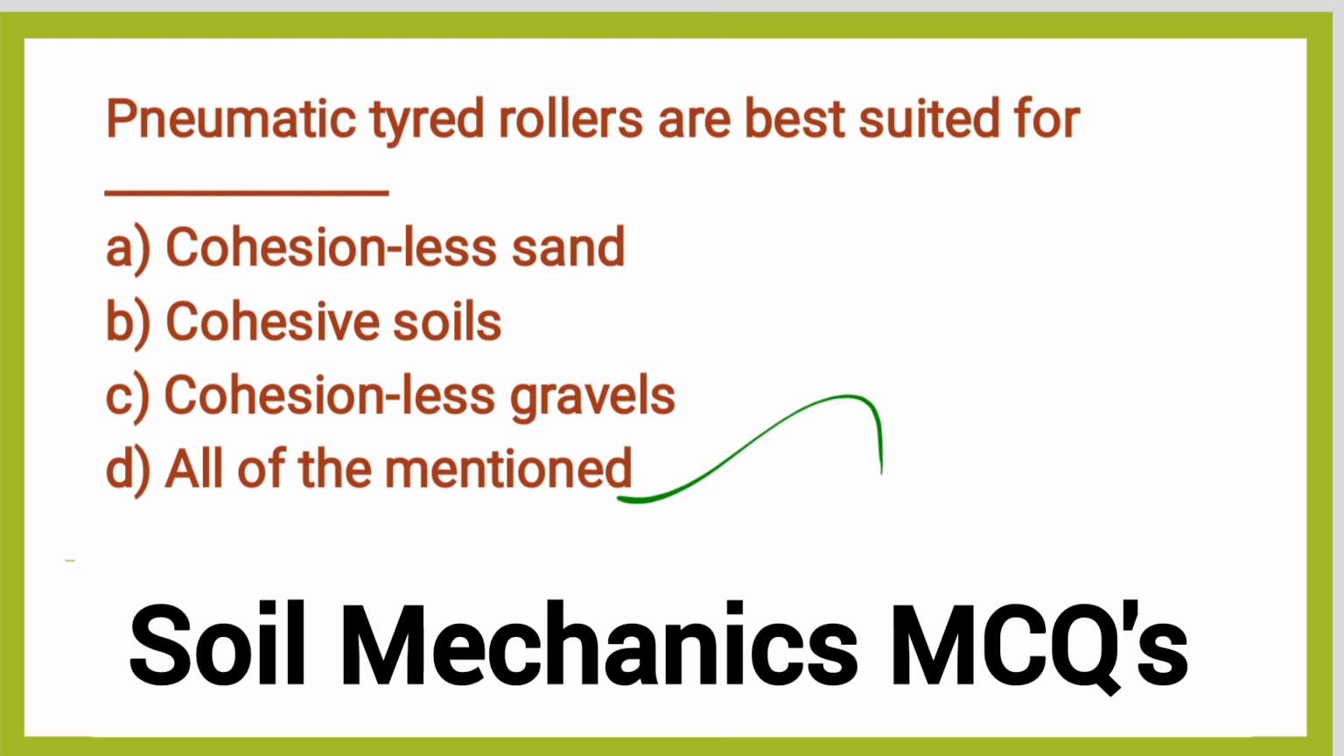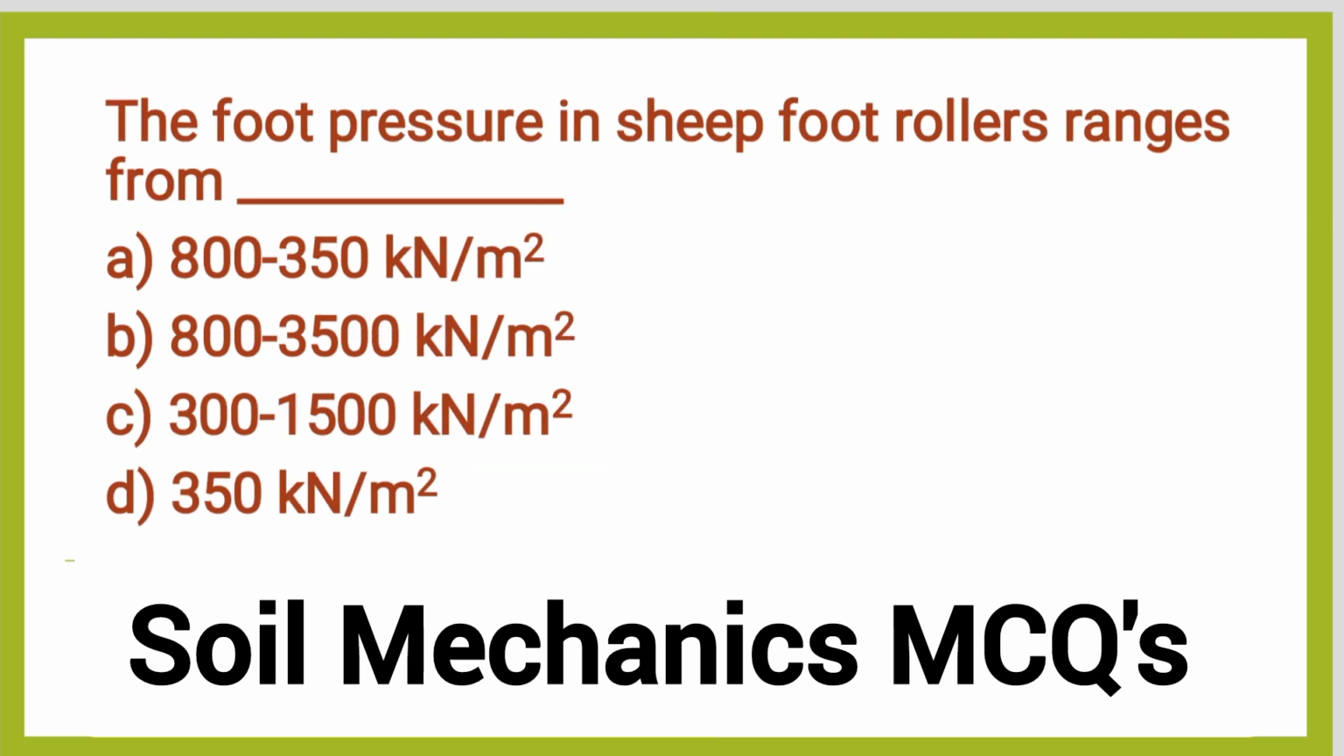coarse soil and gravels. Next question: the foot pressure in the sheepsfoot rollers ranges from option A 800 to 350 kN per meter square, option B 800 to 3500 kN per meter square, option C 300 to 1500 kN per meter square, option D 350 kN per meter square. So the correct answer is option B, 800 to 3500 kN per meter square.